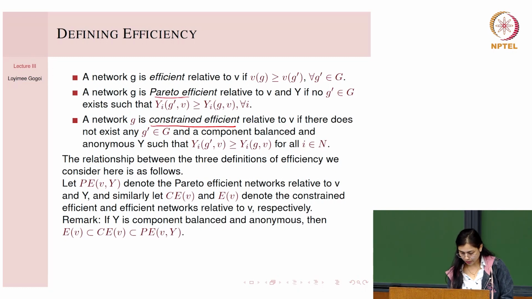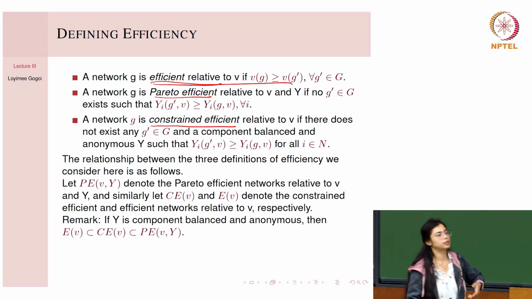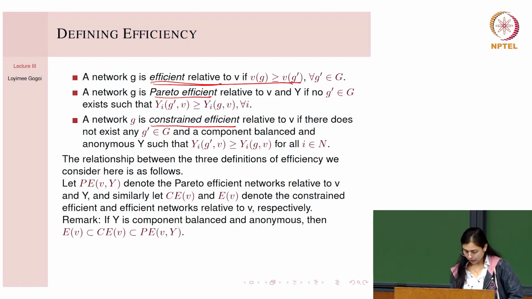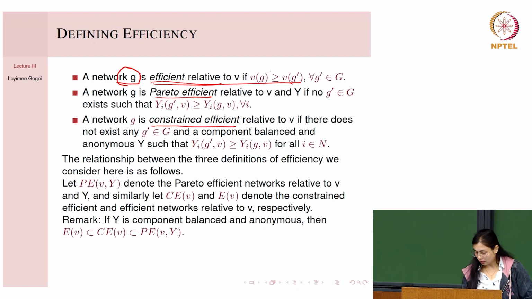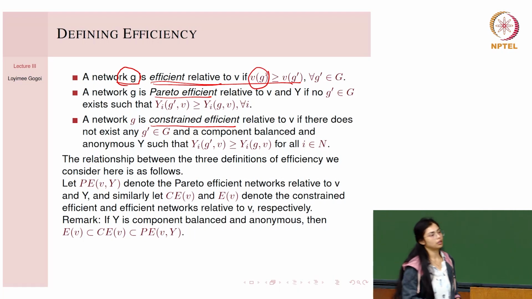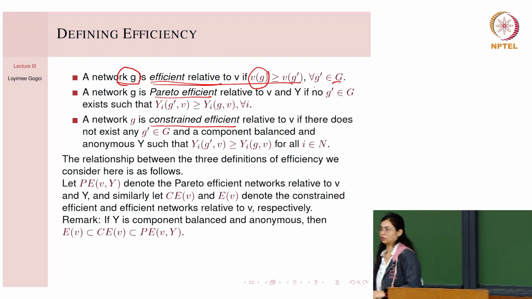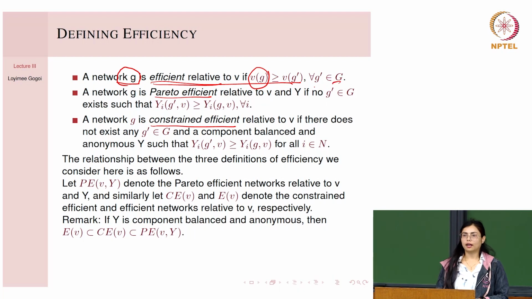This is constraint efficiency, Pareto efficiency, and efficiency. You can see this efficiency is similar to a monotonic cover, not exactly, but almost similar. So what is efficiency actually? A network Z is called efficient relative to V in a game if its worth is more than any other network G prime, for all Z. Z is the class of all networks on N. All the nodes are utilized, so it becomes efficient.